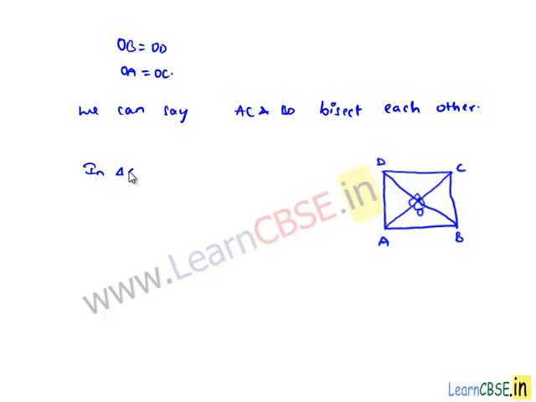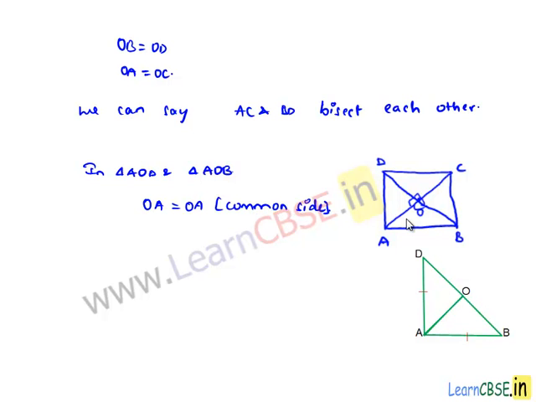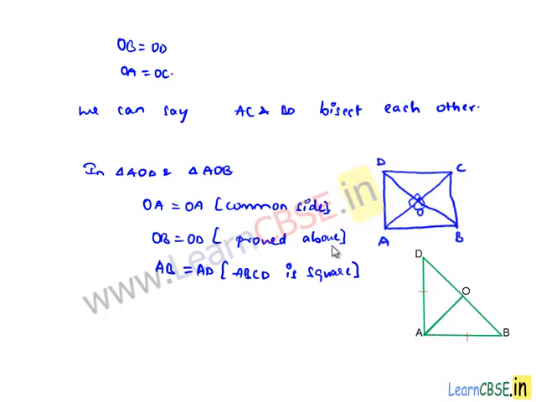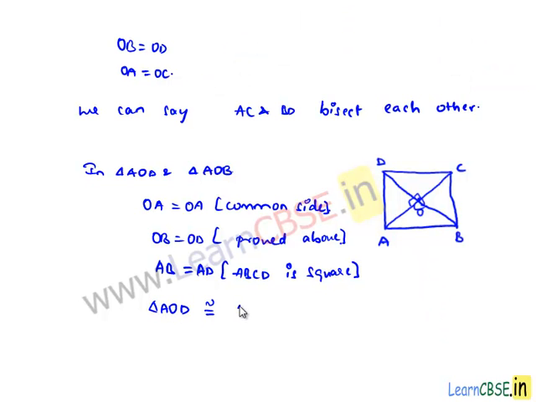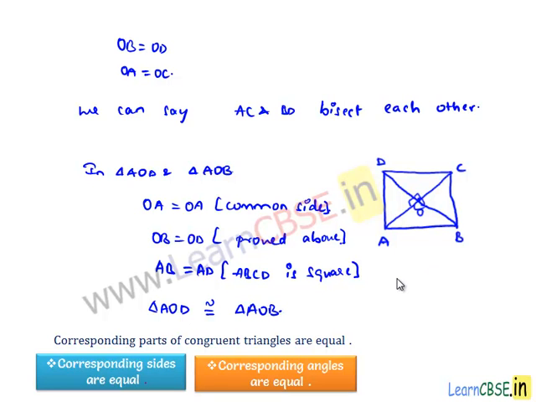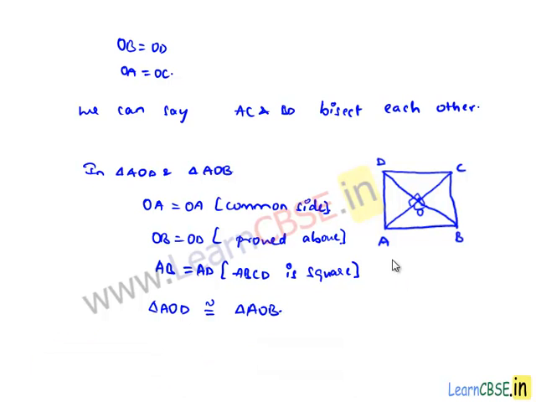Now let us consider triangle AOD and triangle AOB. OA will be equal to OA, since it is a common side. We already proved that OB is equal to OD, and also we know that AB is equal to AD, as ABCD is a square. So here three corresponding sides of the two triangles, that is AOD and AOB, are equal. So we can say that triangle AOD is congruent to triangle AOB. We know that when two triangles are congruent, then their corresponding angles and corresponding sides will be equal. So here we can equate the corresponding angles: angle AOB is equal to angle AOD.